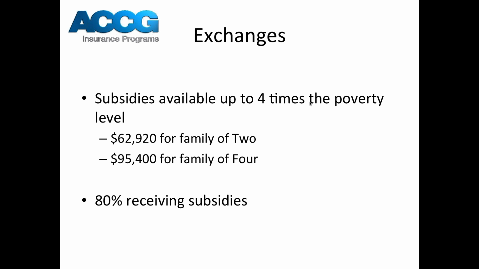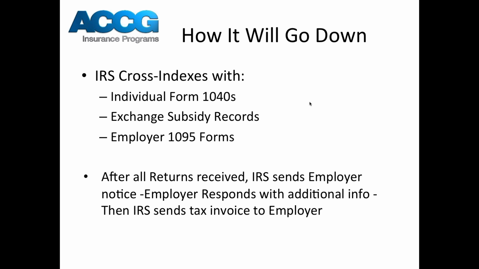So with all these moving parts, the IRS wants this reporting information to sort out if the employer and employees are doing what they should and if the amount of subsidies were accurate. So here's how the IRS plans to do this. All the individuals will send in their Form 1040s, typically by April 15th, unless you're me and you file for an extension every year. Then they're going to cross-index that with the exchange subsidy records.